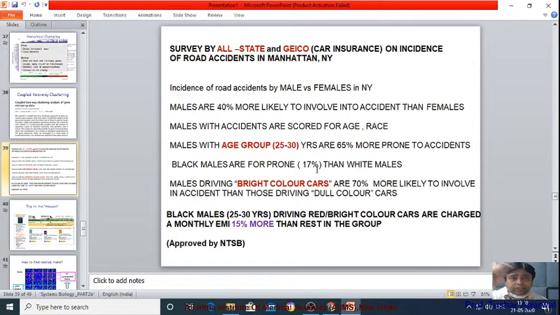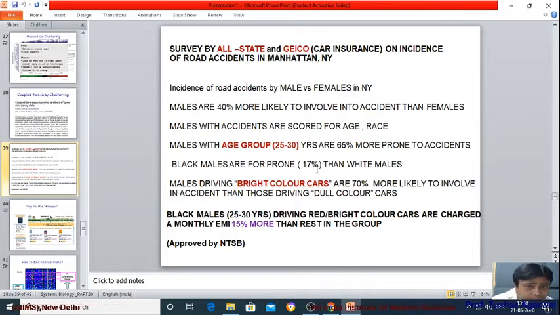So if you see the demography, the age and sex and gender, you could know all from the information in the police records, right? And they found that males within this age group of 25 to 30 years are 65% more prone to causing accidents than males of a different age group. We're not even talking about females.